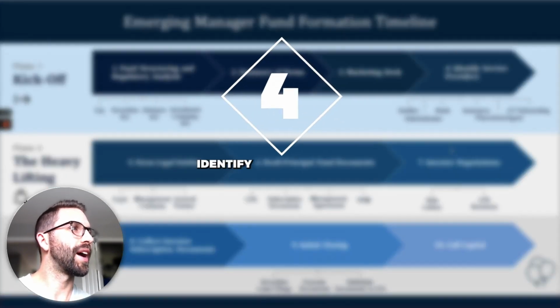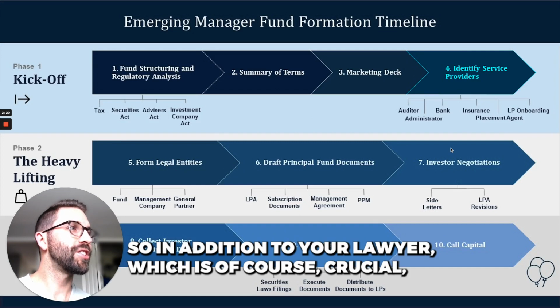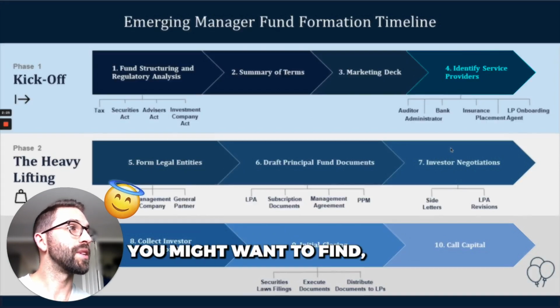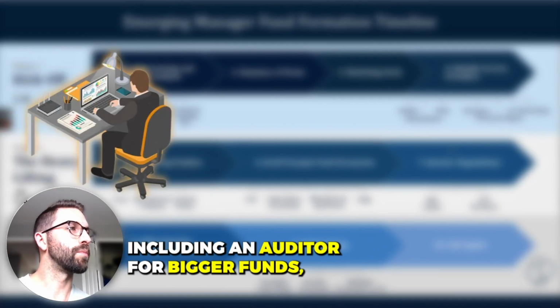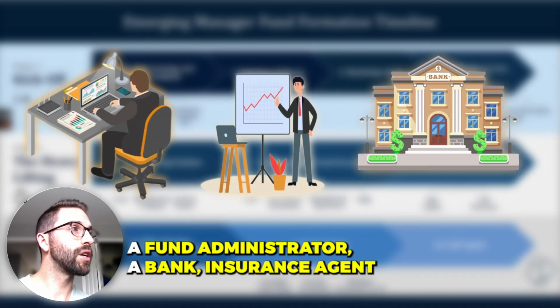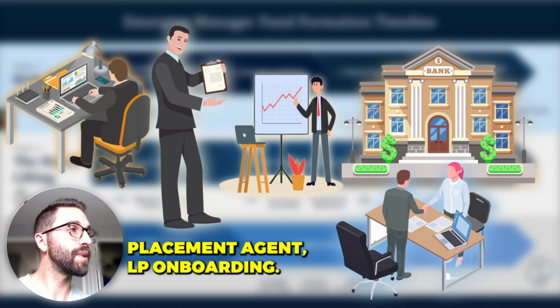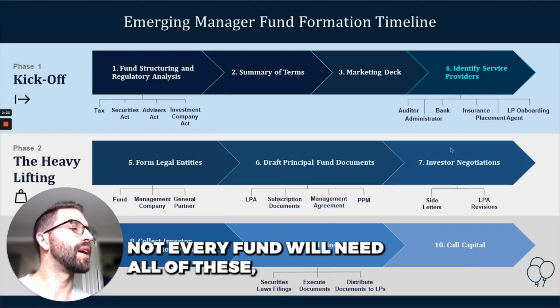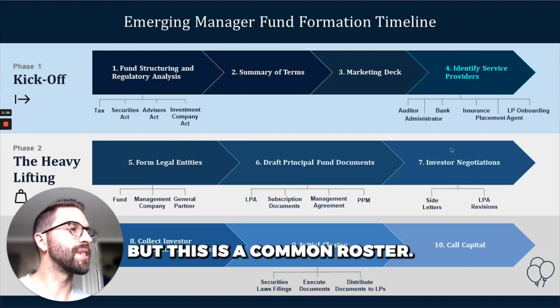Number 4, identify service providers. In addition to your lawyer, which is of course crucial, there are other team members you might want to find, including an auditor for bigger funds, a fund administrator, a bank, an insurance agent, a placement agent, and LP onboarding. Not every fund will need all of these, but this is a common roster.